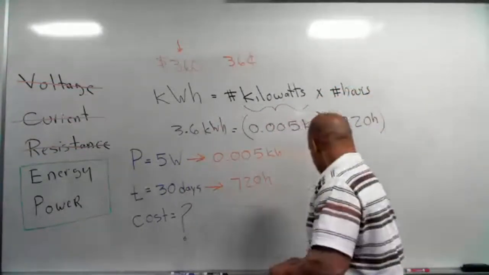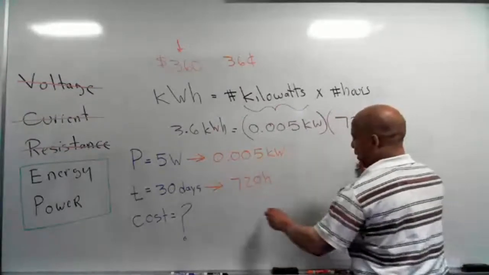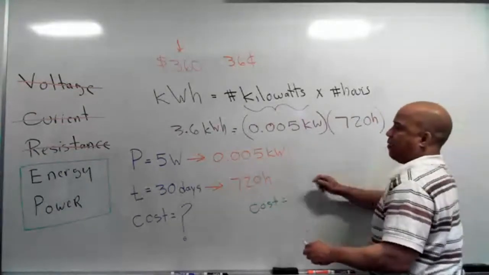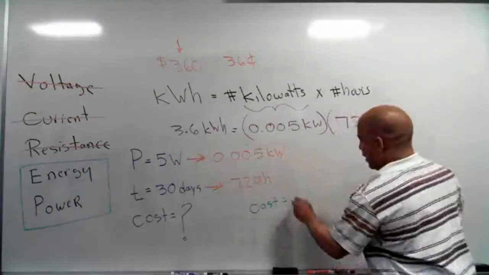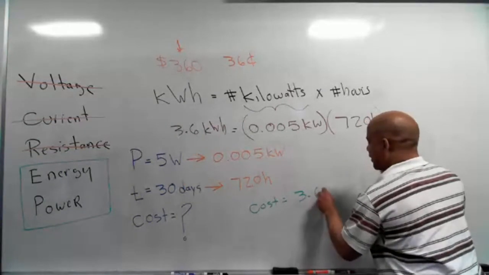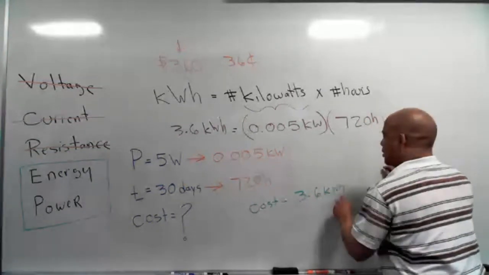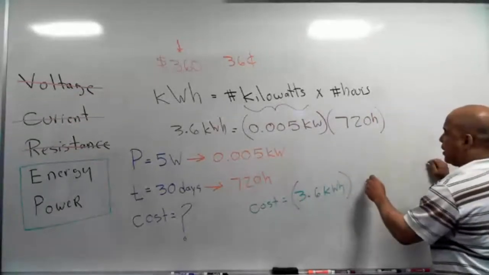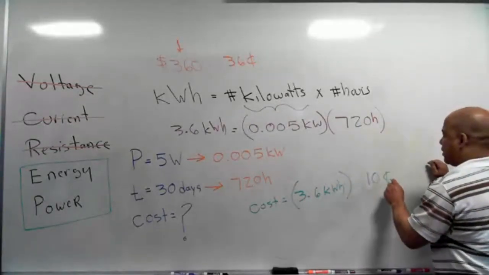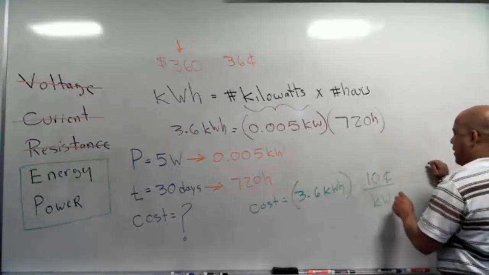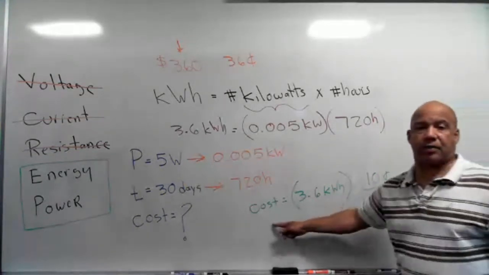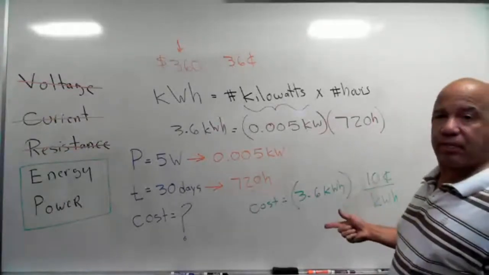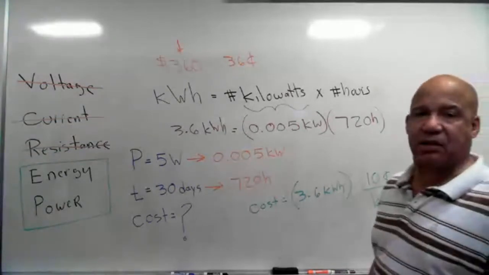So now to get cost, what you'll say is, all right, if I know how many kilowatt hours I'm using, 3.6 kilowatt hours, and I know how much Duke Energy is charging me, they're charging me 10 cents per kilowatt hour, then I can figure out the cost. But one thing, I want the cost not in cents, I want the cost in dollars. So if I have 10 cents, how much of a dollar is 10 cents?